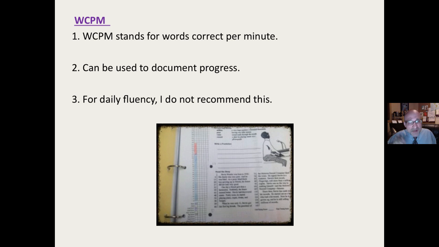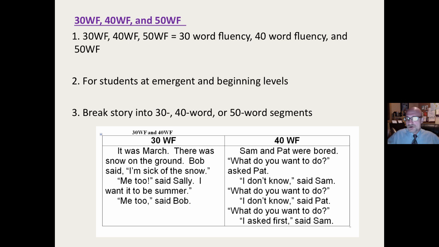Now, words correct per minute, WCPM, can be used to document progress. I don't recommend this, but I know some people have a hard time giving up identifying words correctly. Definitely for daily fluency, I do not recommend this, but some people want to use that to document progress. Go ahead: 30 words, 40, 50.